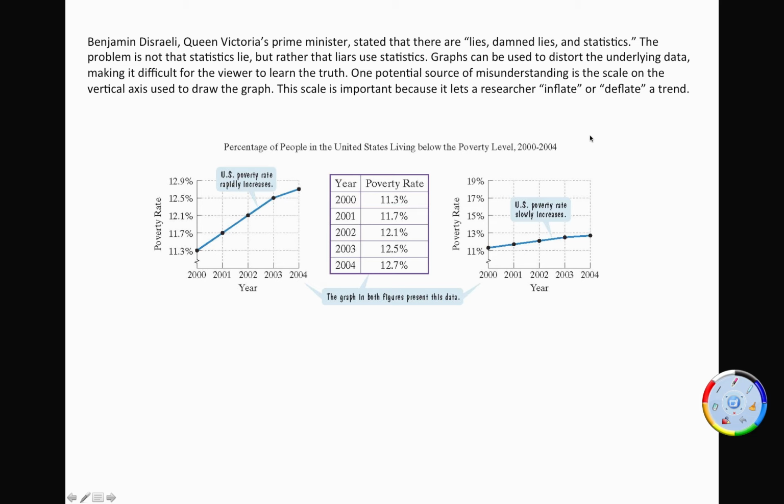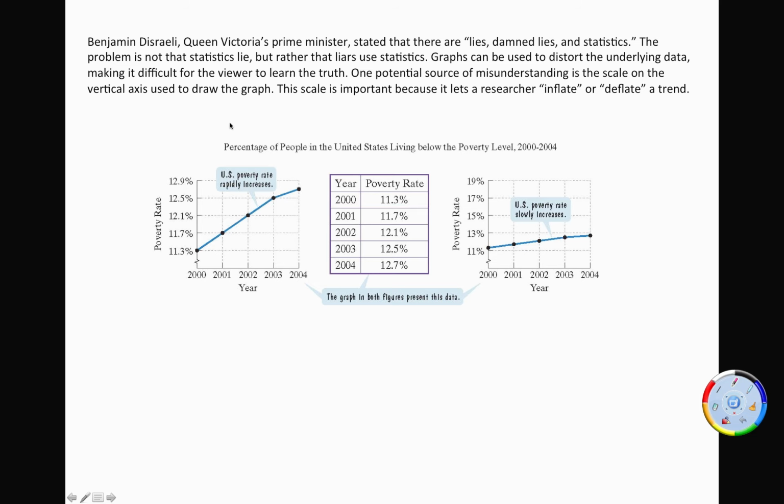Benjamin Disraeli, Queen Victoria's Prime Minister, stated that there are lies, damned lies, and statistics. The problem is not that statistics lie, but rather that liars use statistics. Graphs can be used to distort the underlying data, making it difficult for the viewer to learn the truth. One potential source of misunderstanding is the scale on the vertical axis. That's the first thing you should always look at.